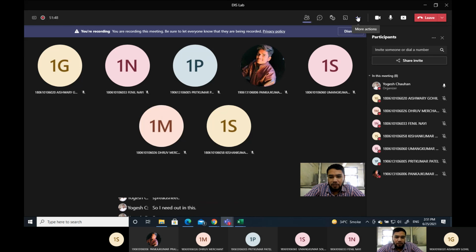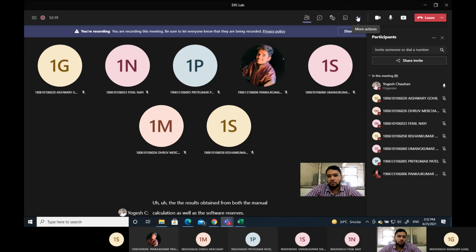So in this lab, we have covered the design of bunker using Excel spreadsheet. Now in the next lab, we'll try to model this bunker in some professional software like STAAD or SAP, and see the difference in the results. We will compare the results obtained from both the manual calculation as well as the software. Okay, so let's stop here.